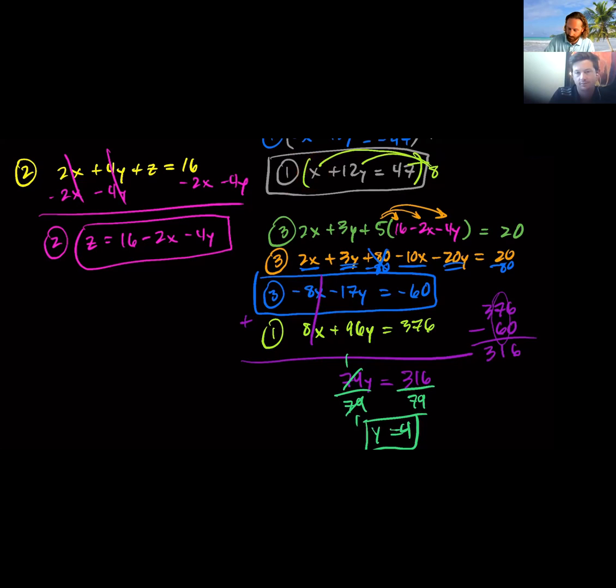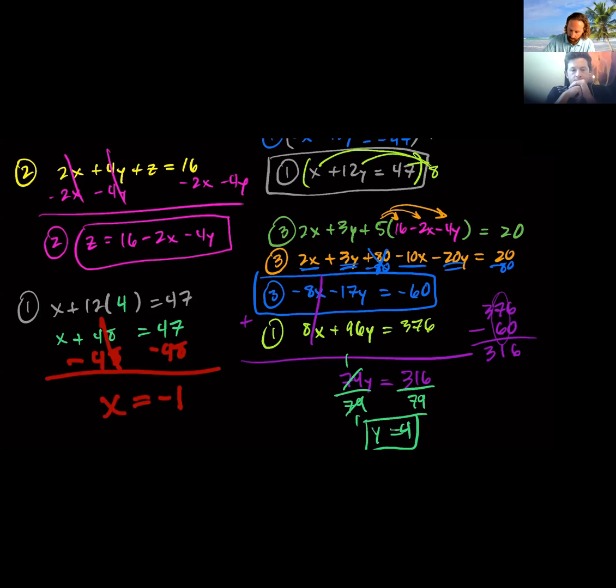Okay. So I'm going to go over here and use my equation one again. I know x plus 12 times the y was equal to 47. And we knew that y was what? 4. So I plug it in. I multiply those together to get 48. You can stop right there and tell me what x would have to be, or subtract the 48 over and get your negative 1. Either way, I'm cool. Hope you guys are too with that.